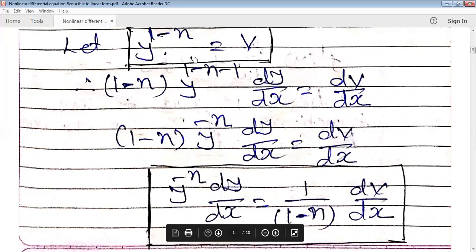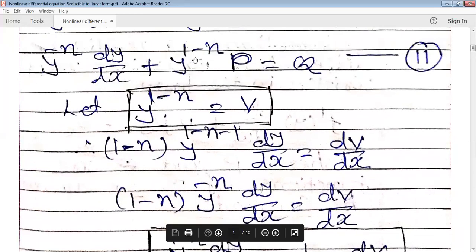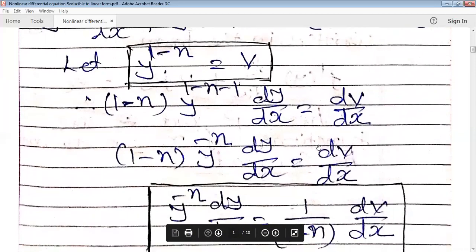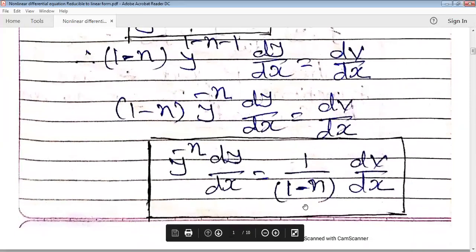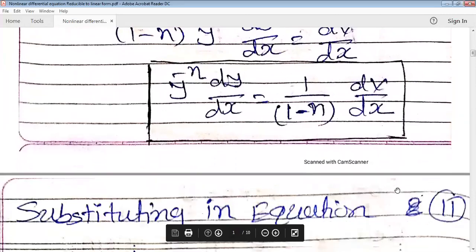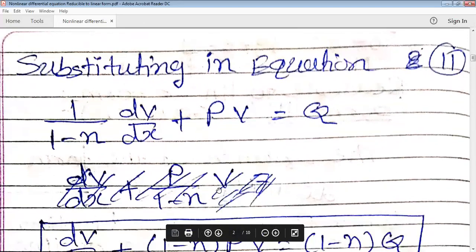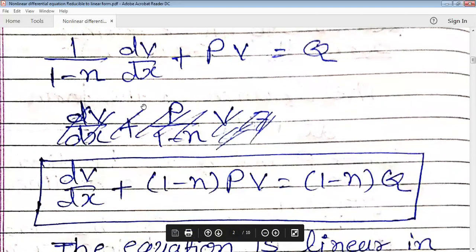You have to put the values of these two brackets into equation number 2. So y raised to 1 minus n is v, and y raised to minus n dy by dx, the second bracket, is 1 upon 1 minus n dv by dx. Substituting in equation 2, we get 1 upon 1 minus n dv by dx plus p v is equal to q. Now simplifying dv by dx, taking the LCM 1 minus n, we get dv by dx plus 1 minus n p v is equal to 1 minus n q.